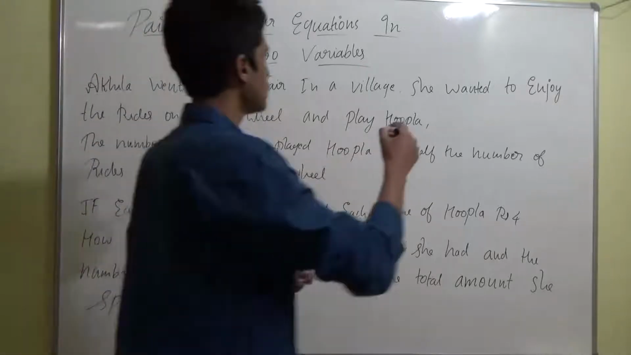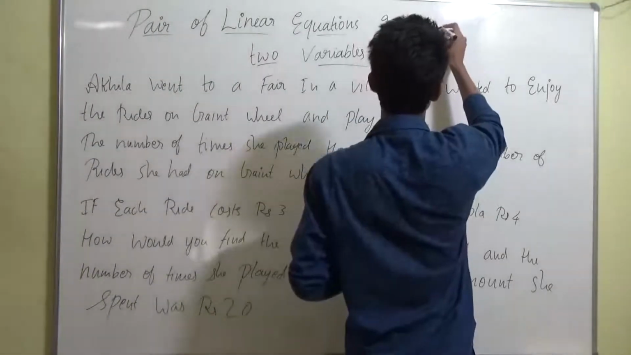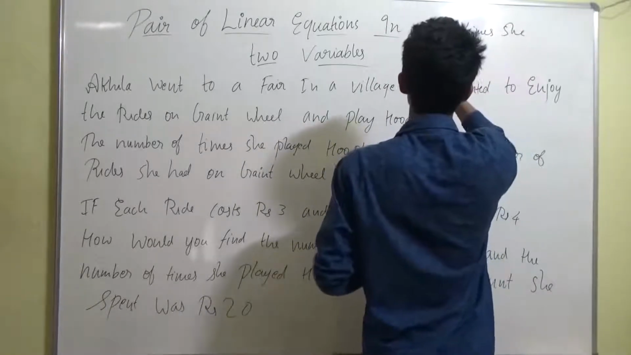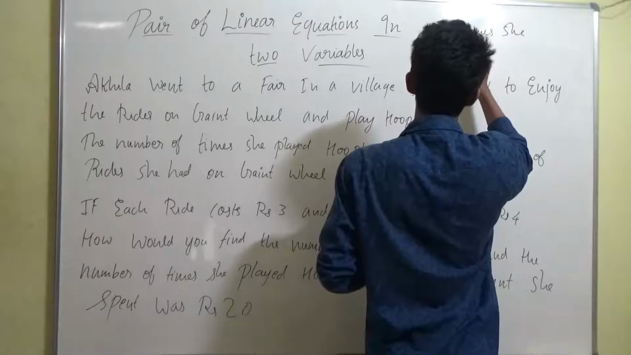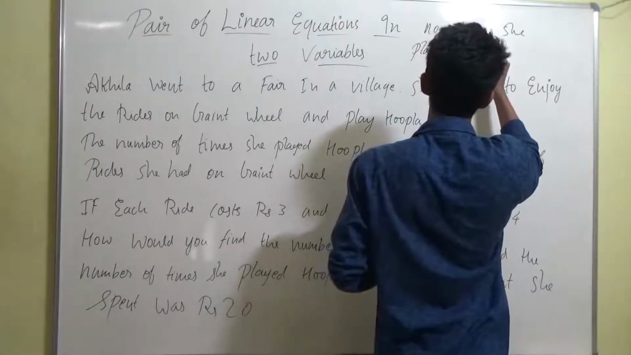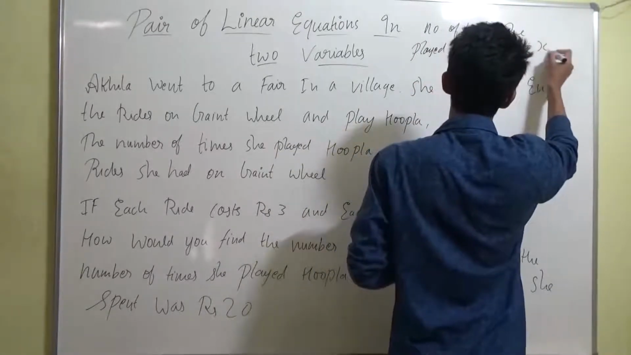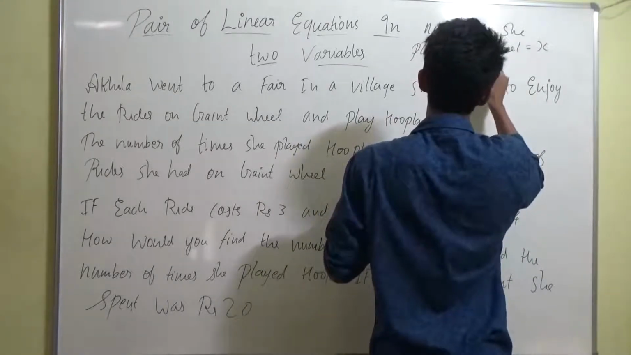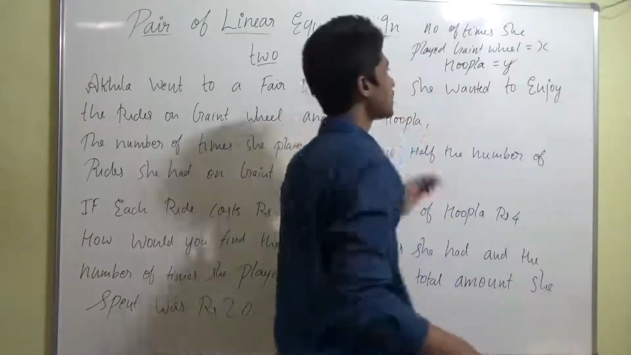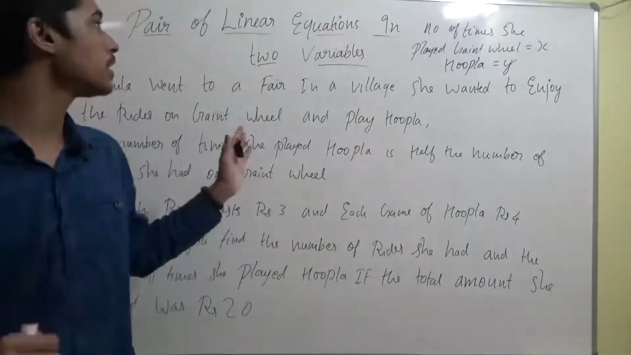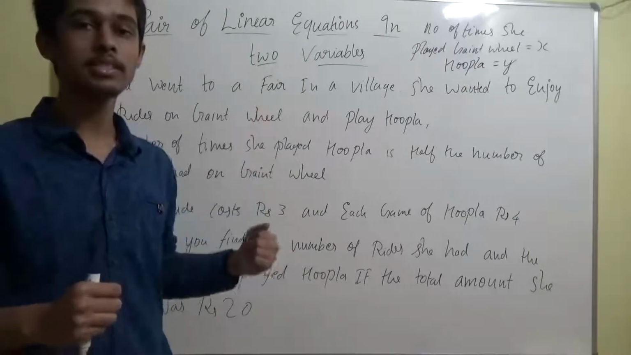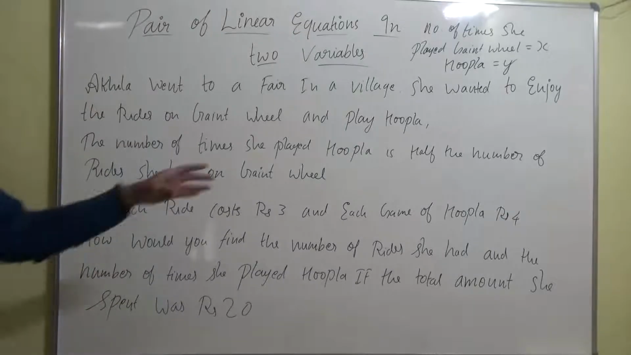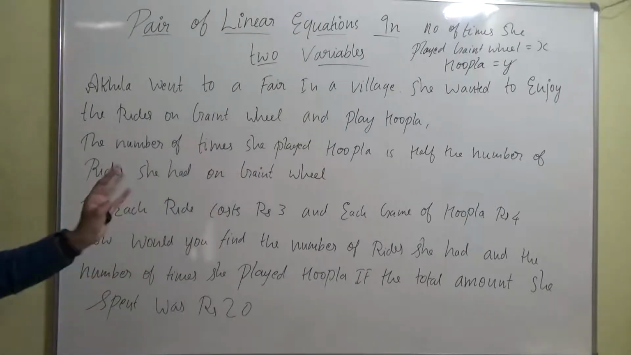So let's write it down here. The number of times she played giant wheel is equal to x, and the number of times she played hoopla is equal to y. These are the assumptions we are making. We need a pair of linear equations in two variables, which means in this chapter every question should contain two variables. These are the two variables we got from the first statement.